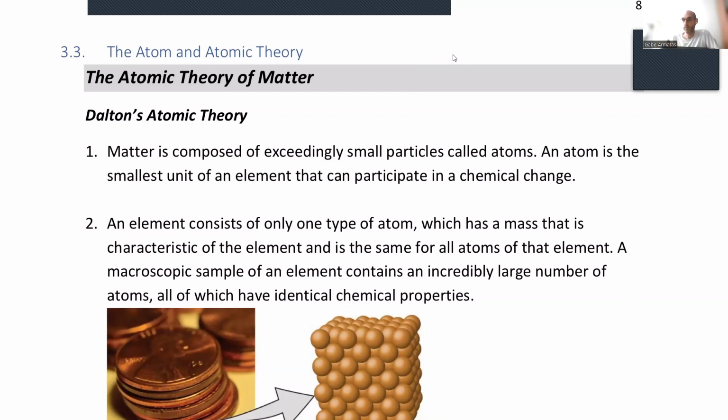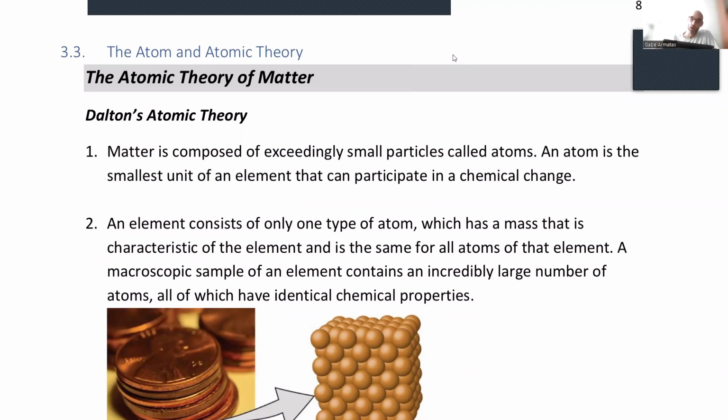So Dalton was the first. He's known as the grandfather of chemistry. Dalton developed these atomic theories about 230 years ago or something like that, right at the beginning of chemistry. You have to recognize that he came up with these postulates, Dalton's postulates, before anyone could see anything through a microscope. So it's really impressive that he was able to do this.